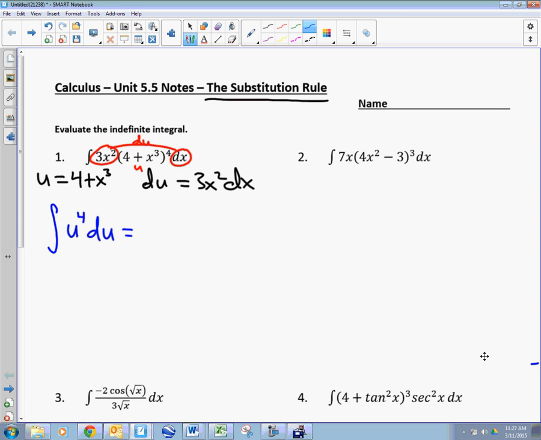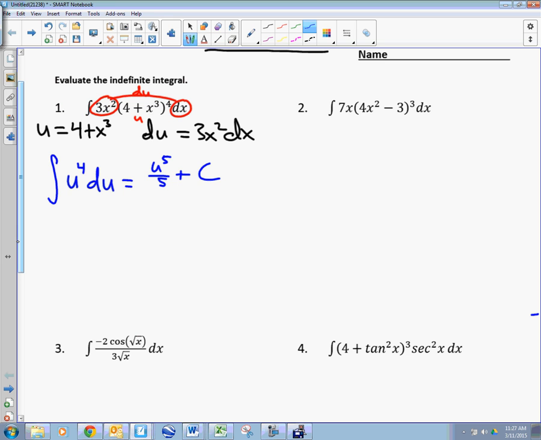What is the antiderivative of u to the fourth? U to the fifth over 5 plus c. What do you think I do with the u? Substitute the 4 plus x to the third back in. That's the antiderivative.